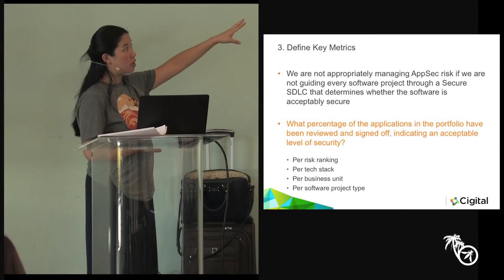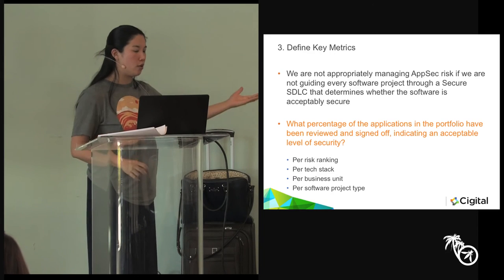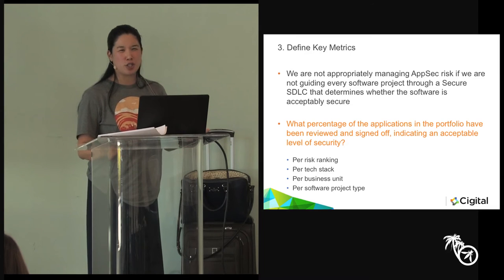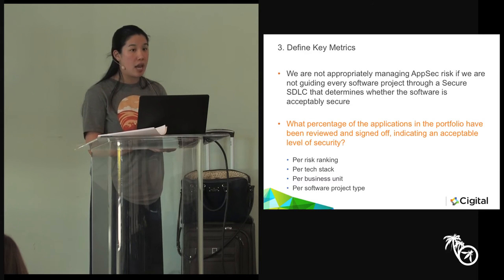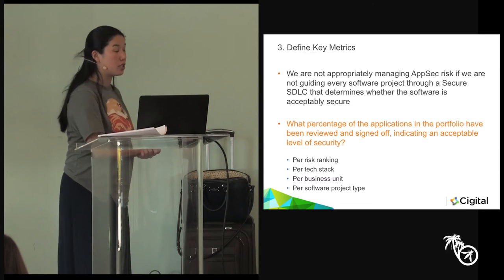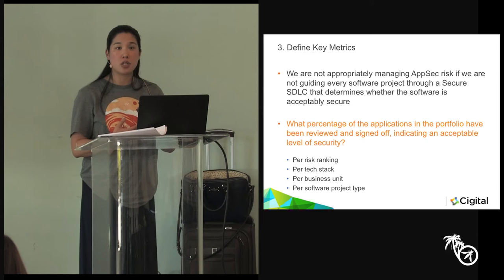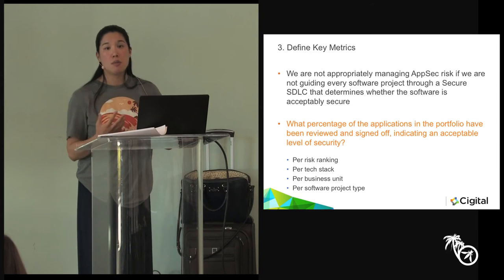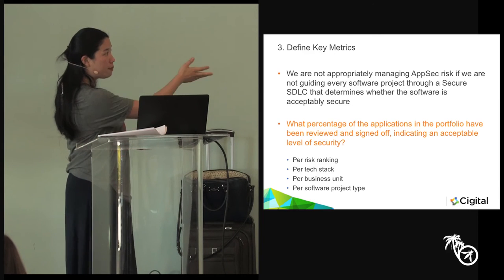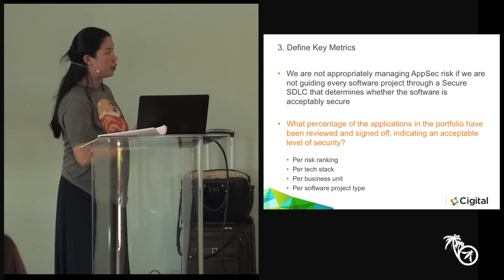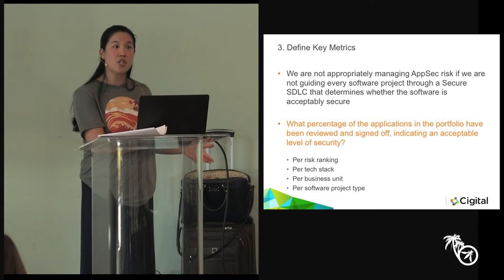So given this risk management objective, of which we talked about 20, here I'm going to share with you maybe five or so questions that ask about that risk management objective. And the data that answers these questions hopefully begins to paint a picture of what our risk situation is and how we're managing that risk, in a way that's more interesting than good software, good; bad software, bad. What percentage of the applications in the portfolio have been reviewed and signed off indicating an acceptable level of security? Because we're talking about a percentage, we've got a ratio.